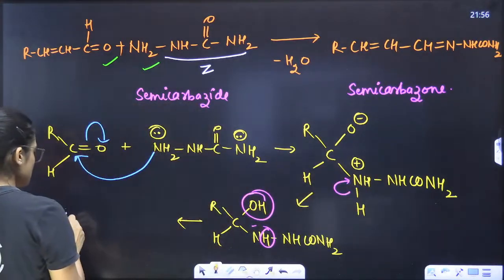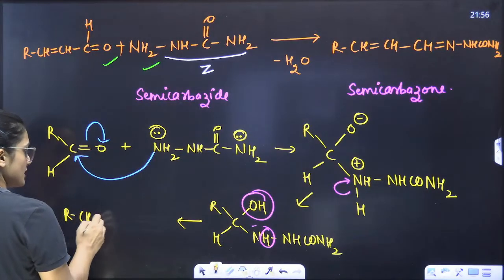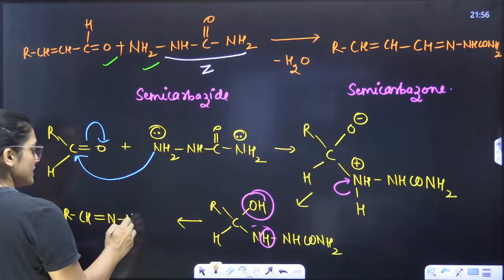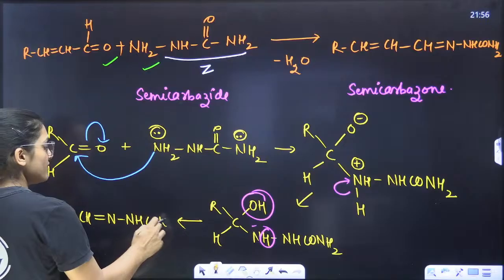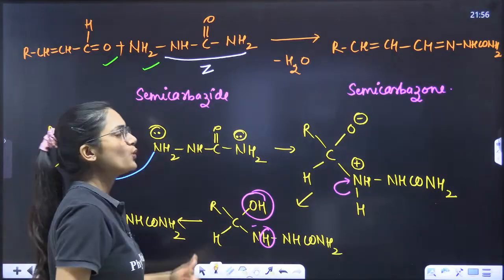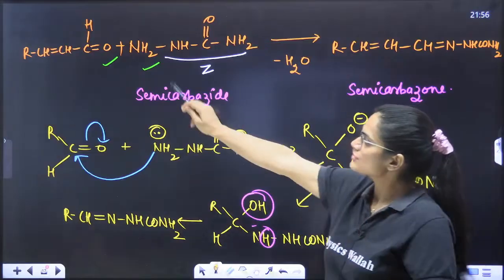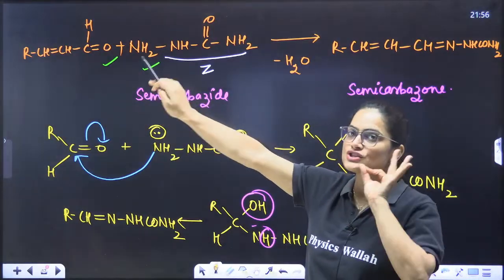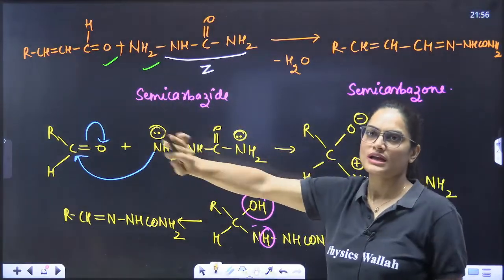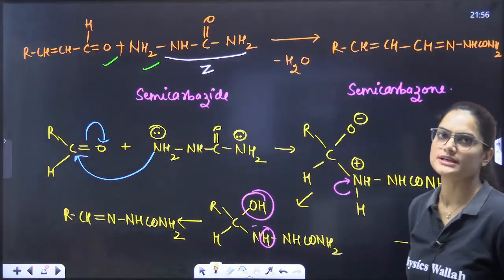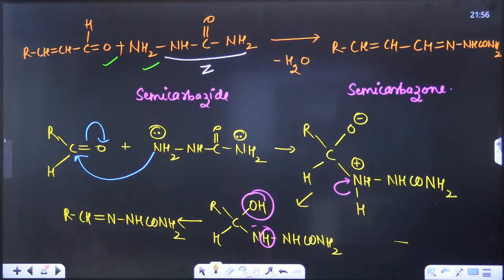That is RCH double bond N, single bond NH, CO NH2. So whenever you are carrying out the reaction with semicarbazide, you have to remove H2 from this nitrogen which is not directly linked with CO. Is this crystal clear to everybody present in the class? All the students present in the class, is this crystal clear?